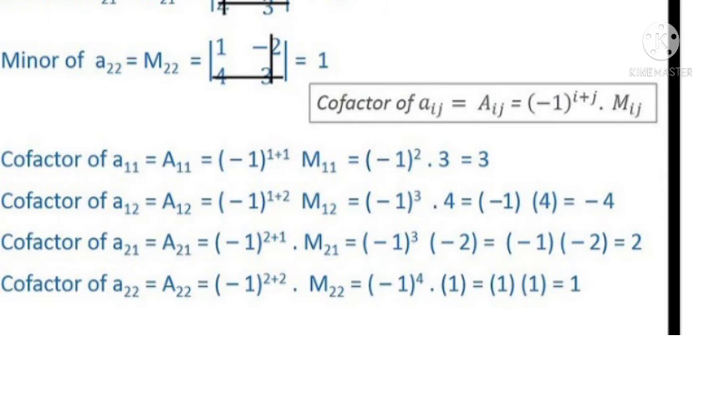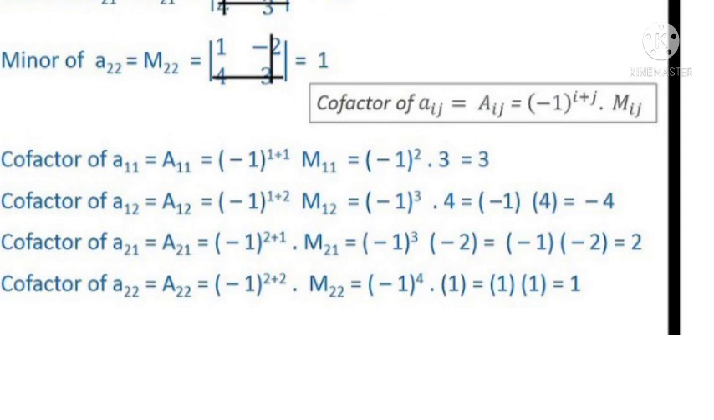Now listen, cofactor of the second element A12. The suffix is 1, 2. So write minus 1 raised to 1 plus 2 into minor of A12. Minor of A12 is 4, and therefore minus 1 raised to 1 plus 2, that is minus 1 into 4, gives minus 4.